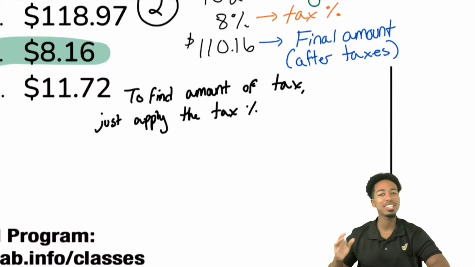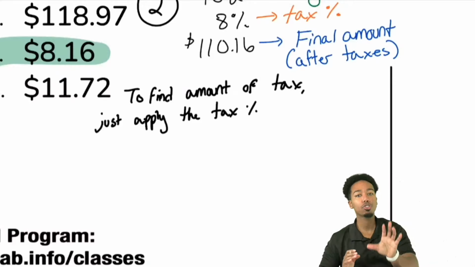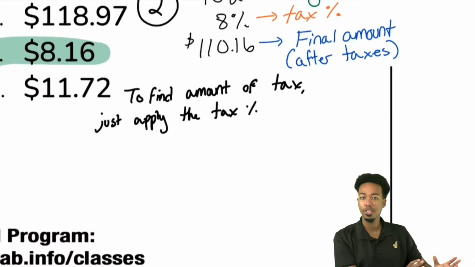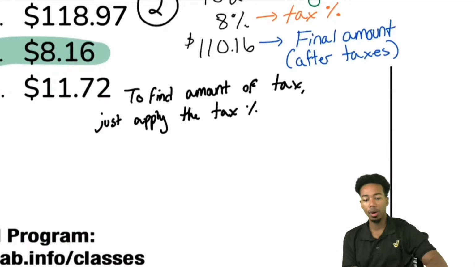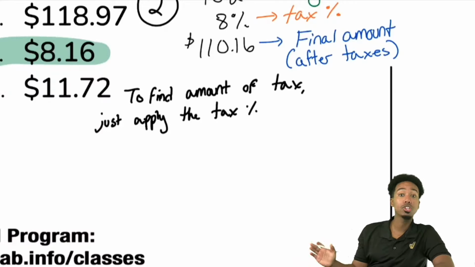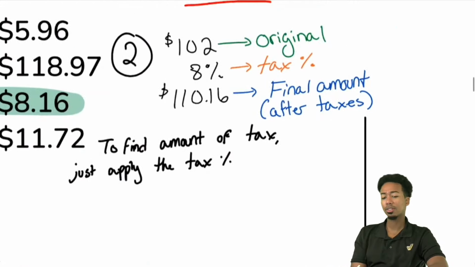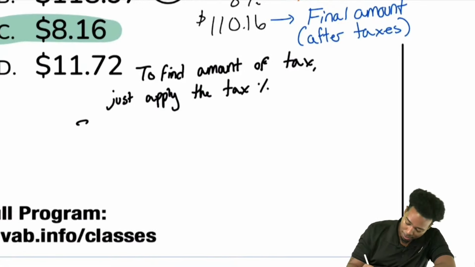And I'm just going through examples with you. This is going to make a lot more sense as you see multiple problems like this. So just start off by trying to follow along as best you can, because as you see more and more of these types of problems, you'll see exactly what I'm talking about here. So number one, to find the amount of tax, just apply the tax. Everybody, what was the percent tax that we had again? What was the percent tax? 8%, right? Cool. So let's write that down, 8%.